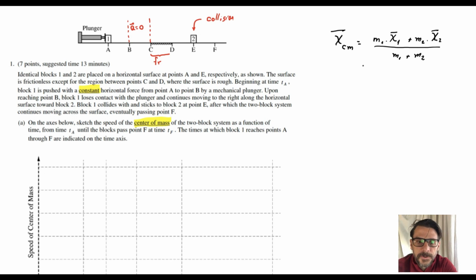Now this is an expression that works at all times as long as you have two objects. In this particular case we were told that the blocks were identical. That means that both masses are equal. So instead of writing mass 1, mass 2, we can just write m.